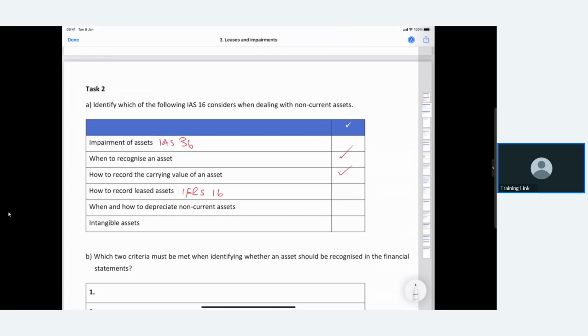When and how to depreciate non-current assets, certainly would. And intangible assets, absolutely not. Those are covered under IAS 38.